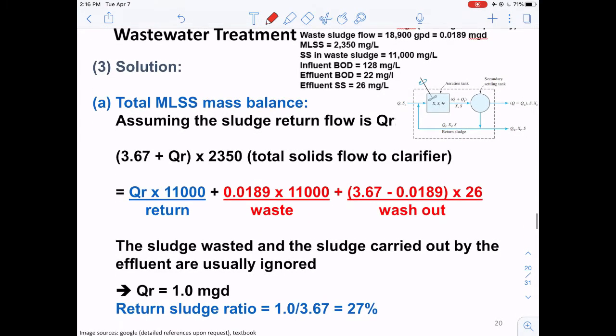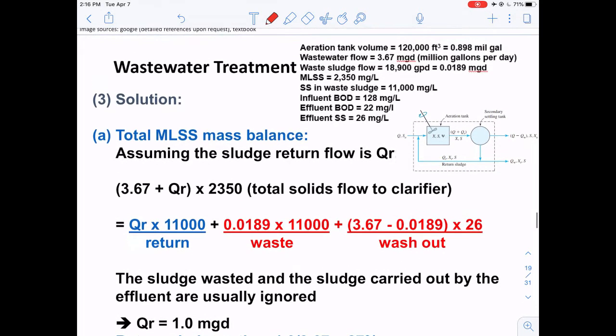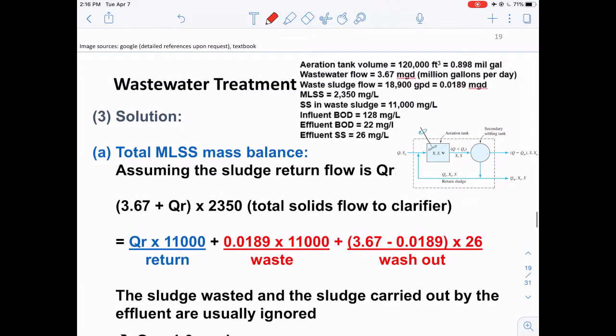What we need to do is set up a mass balance. As we mentioned, there are two mass balances. The first mass balance is for the water. We know that the wastewater flow is 3.67, and the waste sludge flow is 0.198. By setting up this whole activated sludge process as a system, since we know these two, we can calculate the effluent flow rate.